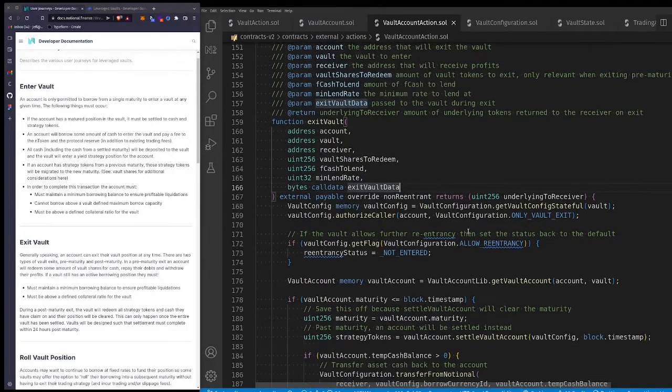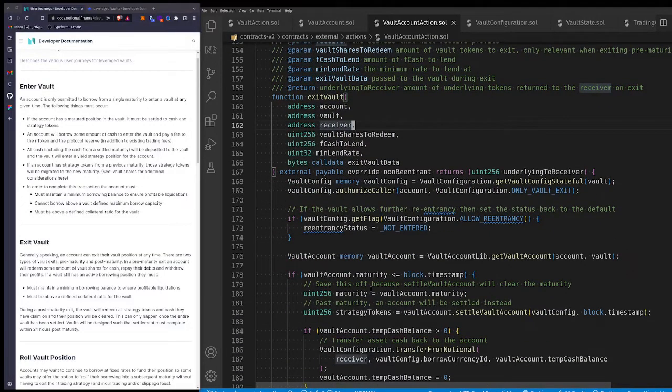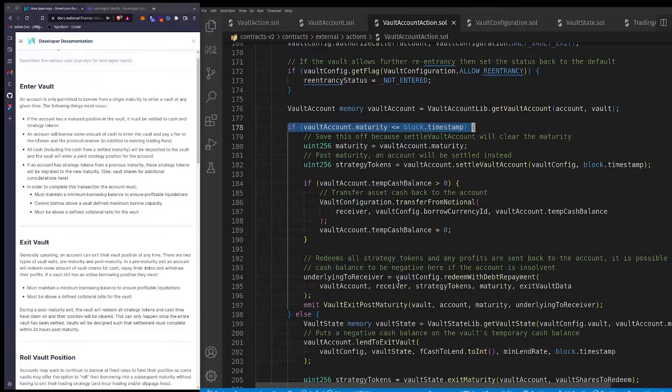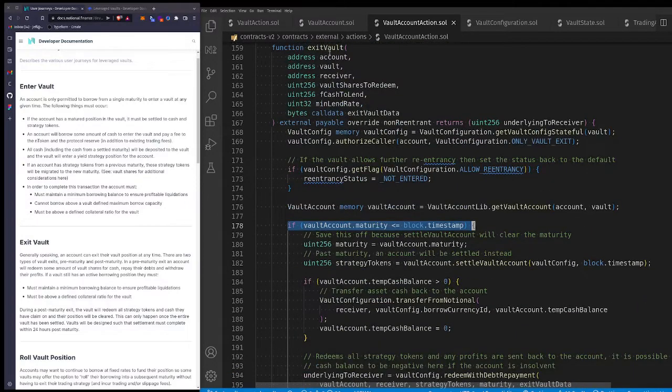So now we'll talk about exiting a vault. There are two conditions that an account can exit a vault under. One is post maturity, and the other is pre-maturity. First, again, we authorize the call. When exit vault is called, the account can specify a receiver for the profits, if that is not the same as the account address. Otherwise, it can specify itself.